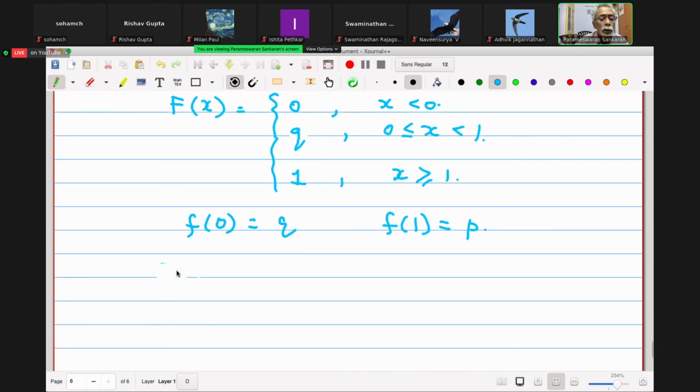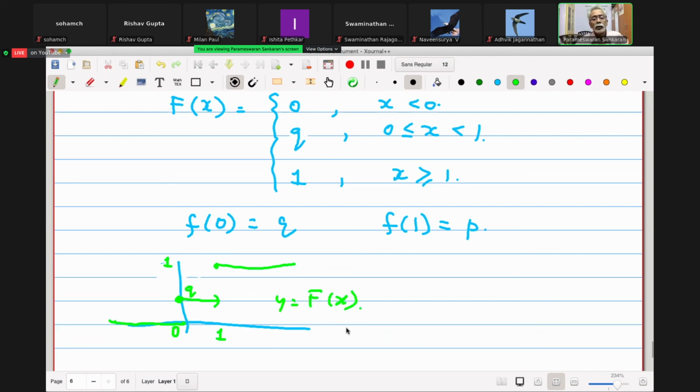Yeah. So graph of capital F looks like this. So it's flat here up to 0, up till here, and then it picks up q and goes on up to here. q is here, it is open, and then onwards it is just flat at 1. So this is 1, this is q, and this is 1 here, this is 0. So this is graph of y equals F of x.